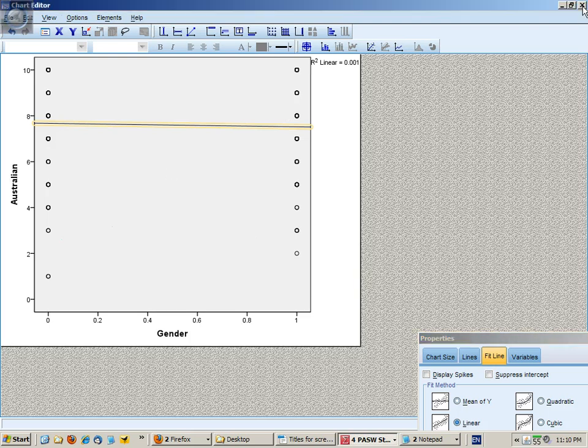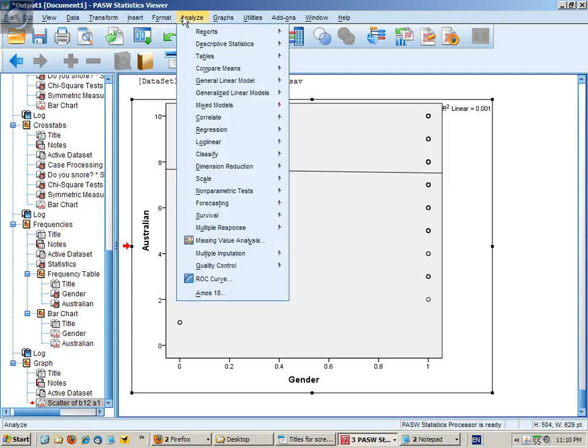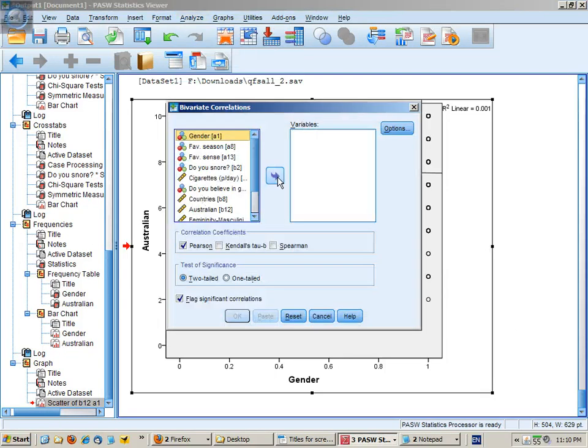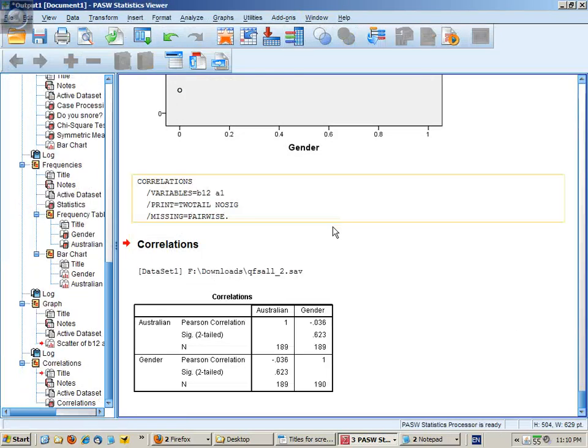And we can now close out of that graph and get the correlation between these two variables, which will be the point biserial correlation. Australianness and gender. And the correlation is 0.036 and it's non-significant.